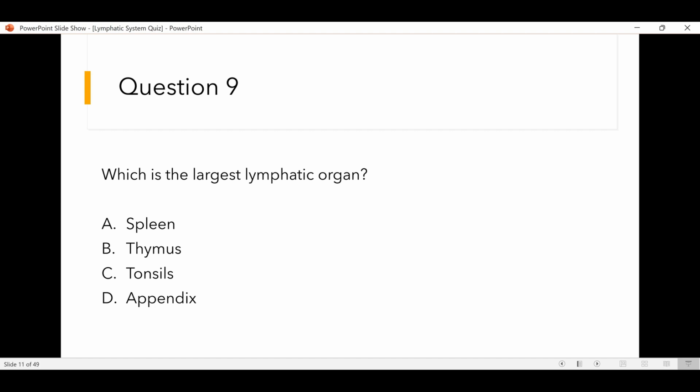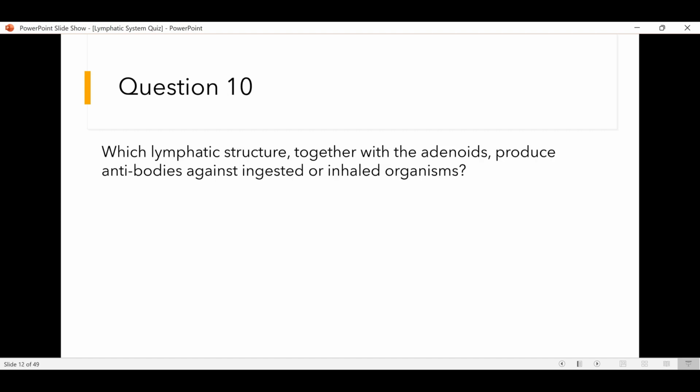Question 10. Which lymphatic structure, together with the adenoids, produces antibodies against ingested or inhaled organisms? Is it the spleen, thymus, tonsils, or appendix?